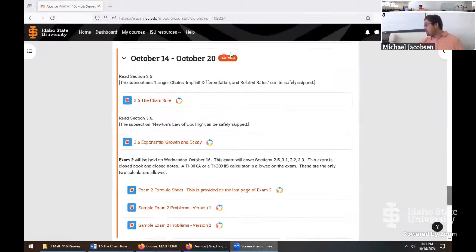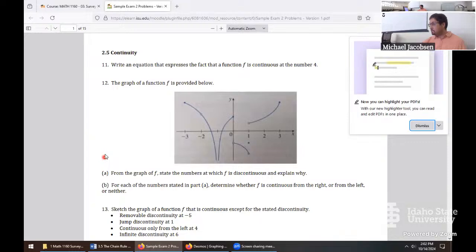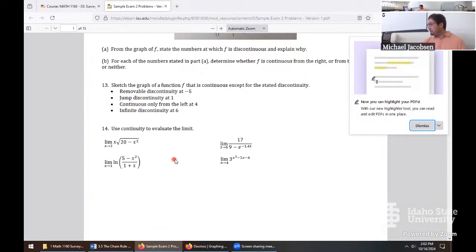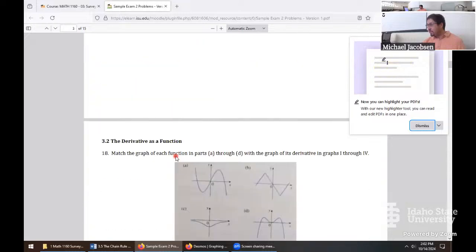Jamie asks, can we go over number 18 on the practice exam if anyone needs help with it too? I'm sure they do. Thanks for asking about that, Jamie. I'll be very happy to do so. So that's going to be number 18. And is this on version 1 or version 2 that you're thinking about? Probably version 1. Let me know if I'm wrong on that.